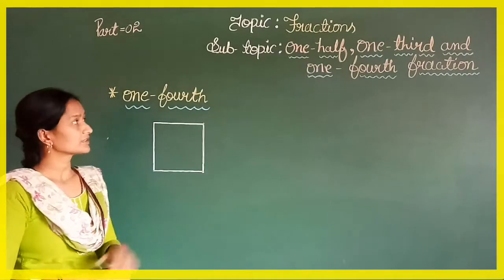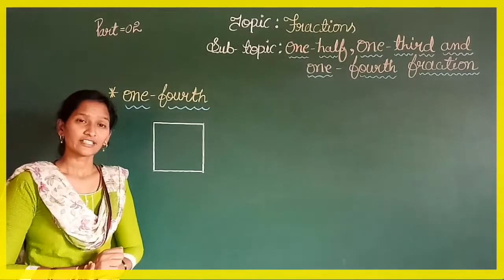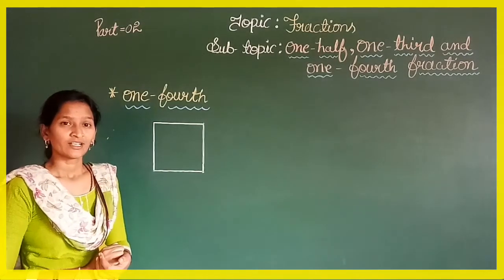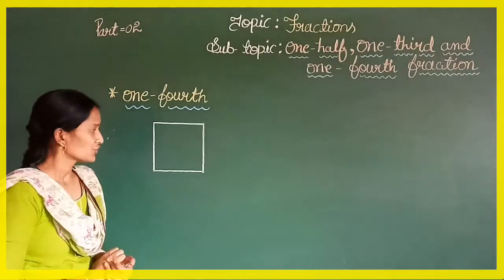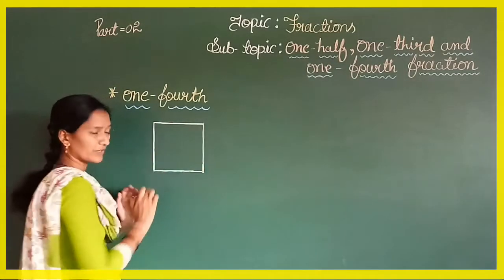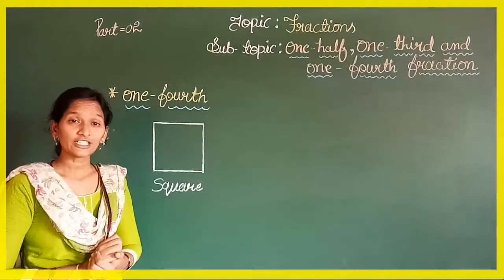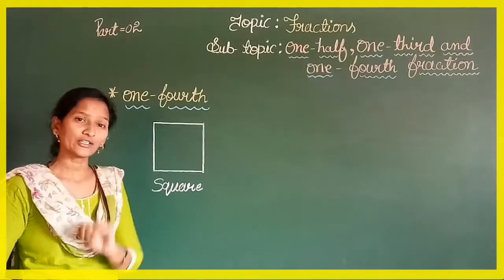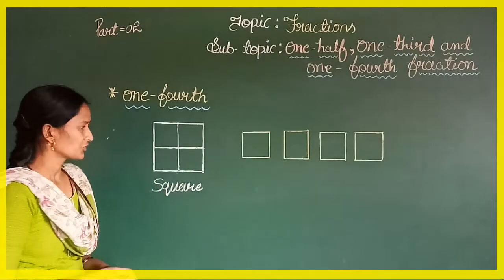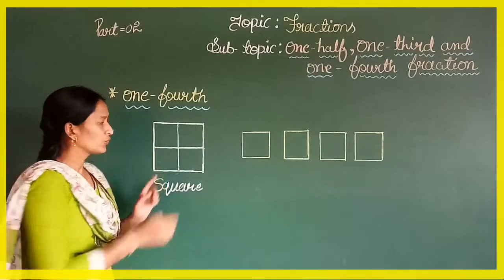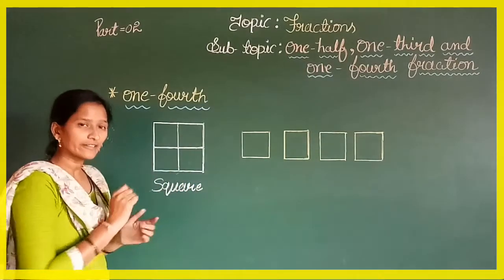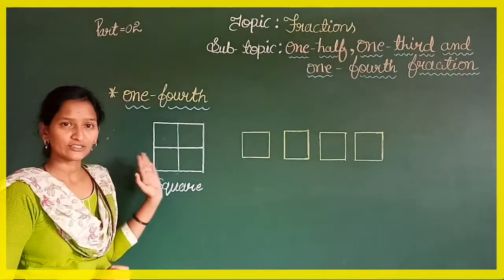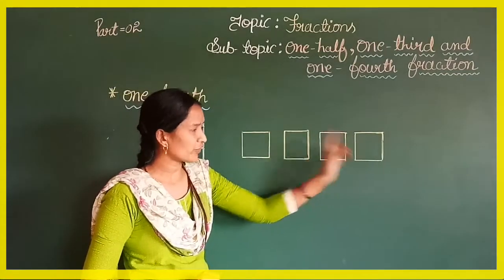Children, now come to the next and the last concept, that is the 1/4 fraction. What is this? It is a square, right? All the sides are equal here, so it is a square. Now I am dividing this square into 4 equal parts: 1, 2, 3, 4. These are the parts of this whole. The total parts are 1, 2, 3, 4.